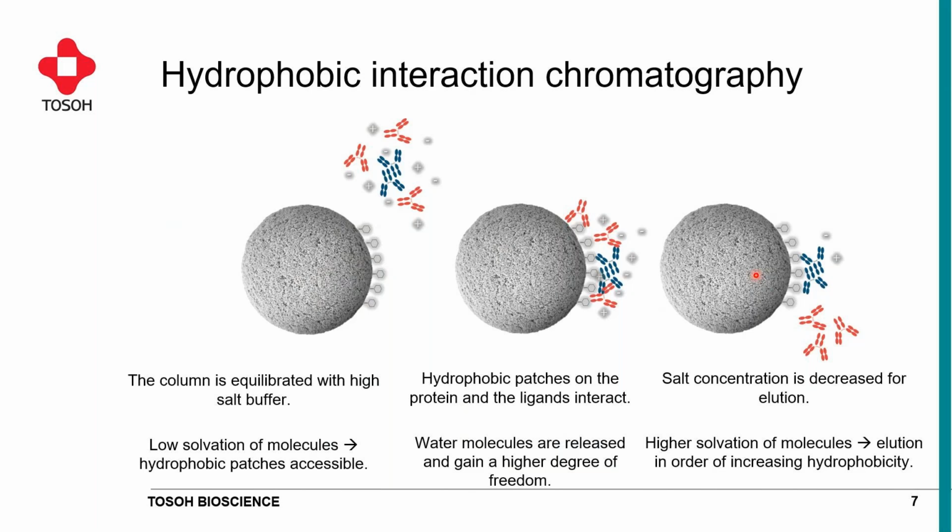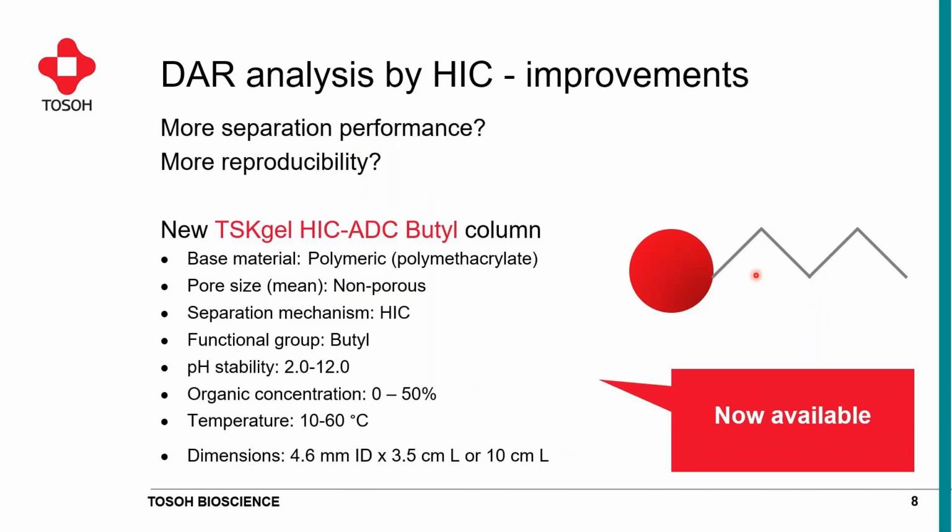Now you probably think, what's the novelty of it? One of the things that we at Tosoh thought about is whether there is a possibility to get a higher separation performance and a higher reproducibility. So we developed a new HIC column. It's actually called the HIC ADC Butyl column. The butyl is the butyl ligand that is attached to make the stationary phase hydrophobic.